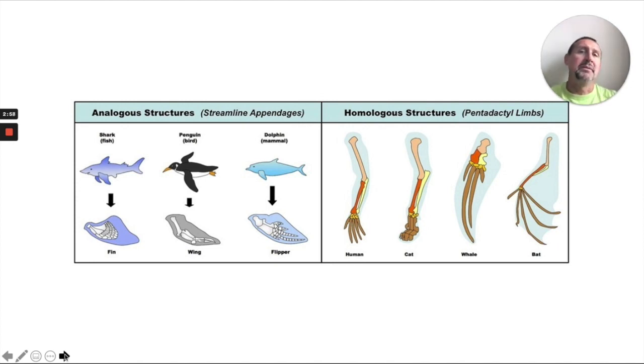Homologous structure means there's a similar structure in very different organisms, like the foreleg of the human, cat, whale, bat. They share a similar bone structure. That bone structure is common even though those organisms are very different.